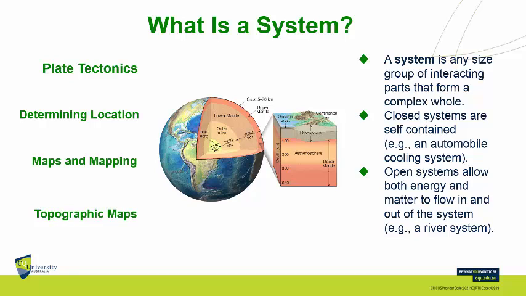Closed systems are self-contained. They are systems that rely entirely on their own operating. An air conditioner, for instance, in a house. An automobile cooling system. A computer system that's not connected to the internet, for instance, is a closed system. Open systems allow both energy and matter to flow in and out of the system. For instance, rivers are a great example. Oceans are a great example. Cities are a great example.